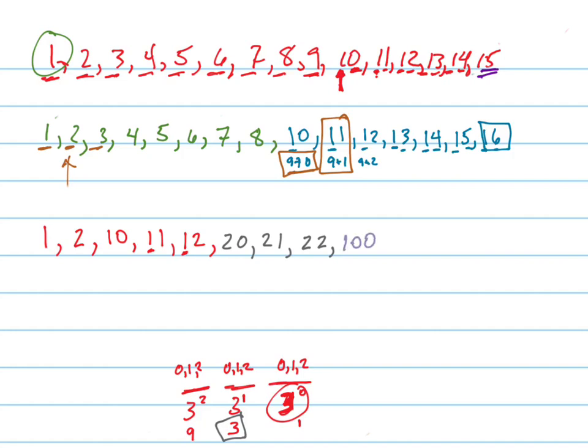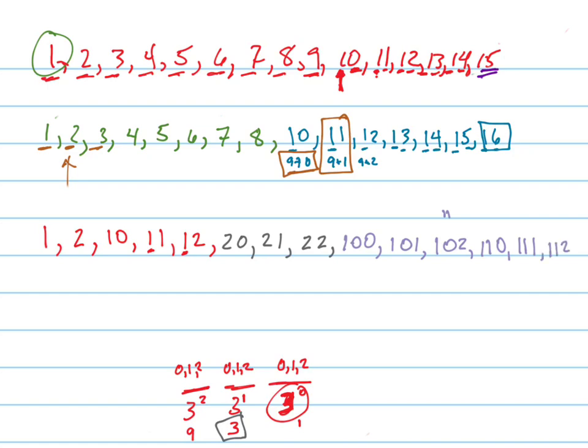Then I go to 10. What would 10 be? 1 0 1. What would 11 be? 1 1. Nope, that's too much. 1 0 2. Good. 1 0 2. That's 11. What would 12 be? 1 1 0. What would 13 be? 1 1 1. What would 14 be? 1 1 2.